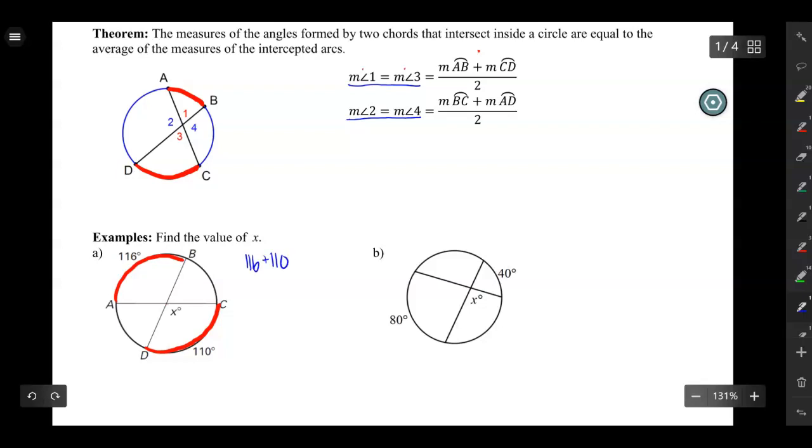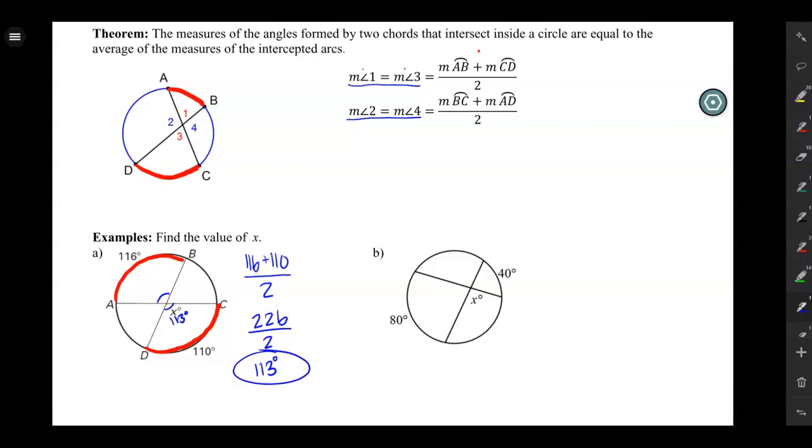So I'm going to take 116, add it to 110, and then divide it by 2. So 116 plus 110 is going to be 226, divided by 2, which is 113. So that means that 113 degrees is the average of those two arcs. Based on our theorem, that means that both of these angles right here, angle X and the angle across from it, are 113 degrees. Okay, press pause and try the next one.